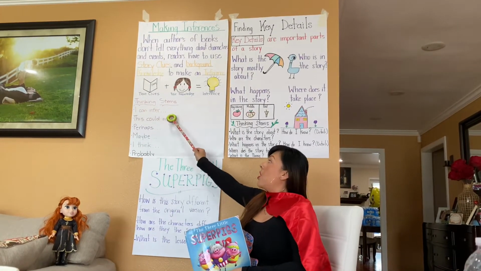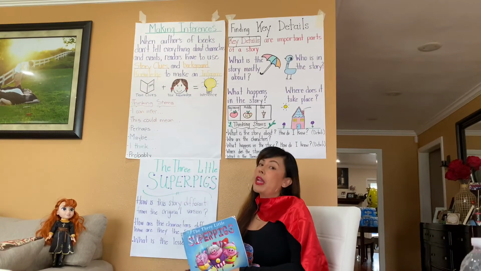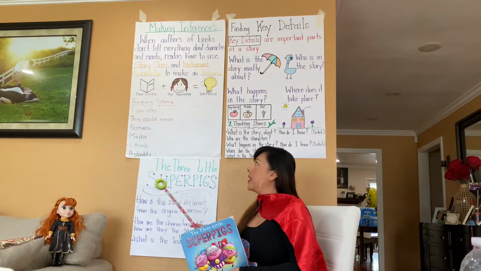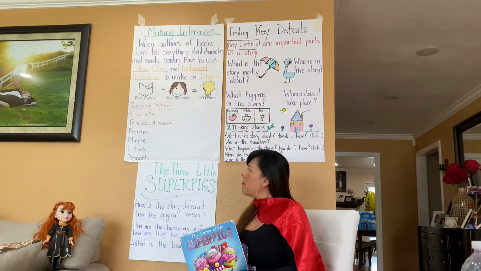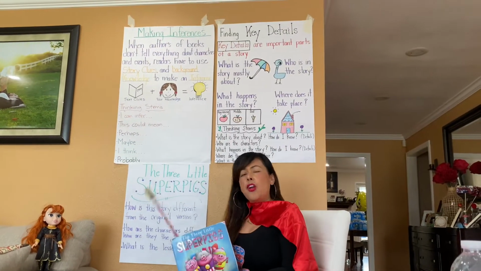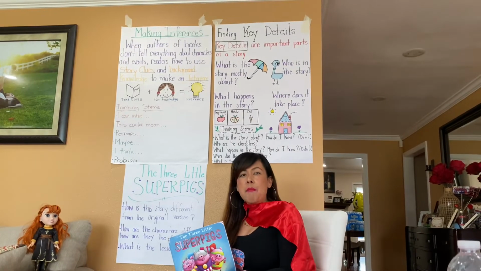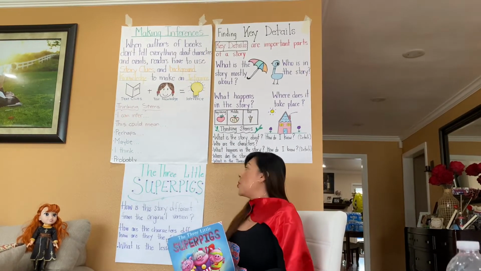So we have our thinking stem. When we make an inference, we say, I can infer, this could mean, perhaps, maybe, I think, probably. You could say, my idea is. So we're going to be using these.